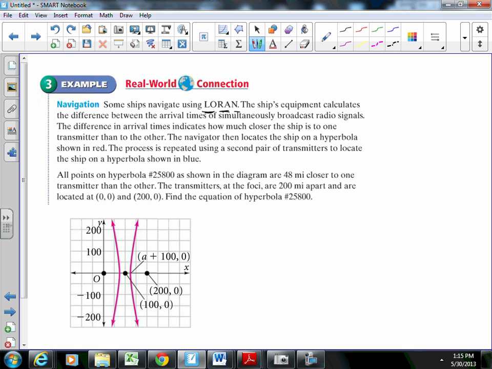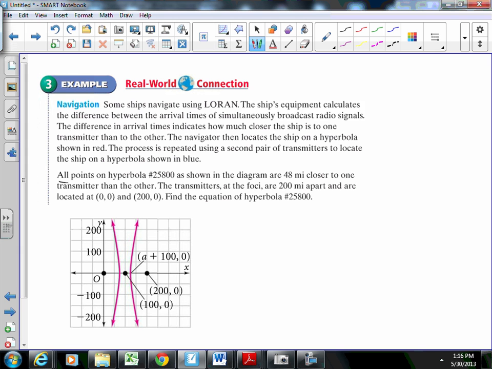Now what it does is it calculates the difference between the arrival times of simultaneously broadcasting signals. That means it fires a radar, basically some radio waves from here, and they both bounce off of the ship. They take the difference of the times that the radar takes to ping back off of that ship, and then they can see the exact positioning of the ship.